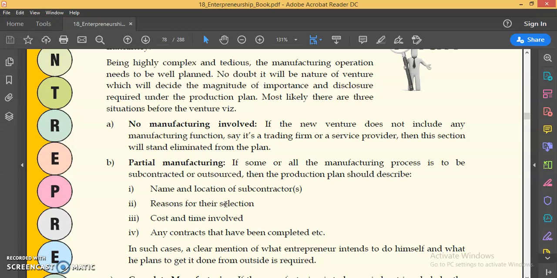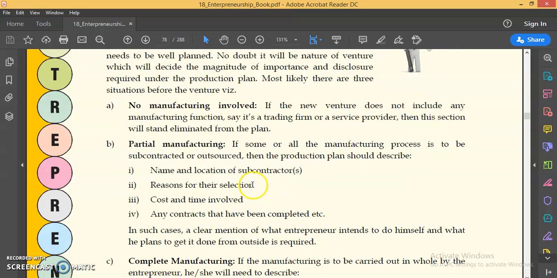You have a lot of spare parts, isn't it? So it's not necessary that you will be making all the spare parts. Maybe you will give a subcontract to make all the spare parts and you will only assemble them. So things are better for you. So maybe part of the thing you will be manufacturing and part of it you're going to outsource. So whatever it is, partial manufacturing you're going to undertake. So if some or all of the manufacturing process is to be subcontracted or outsourced, then the production plan should describe what?